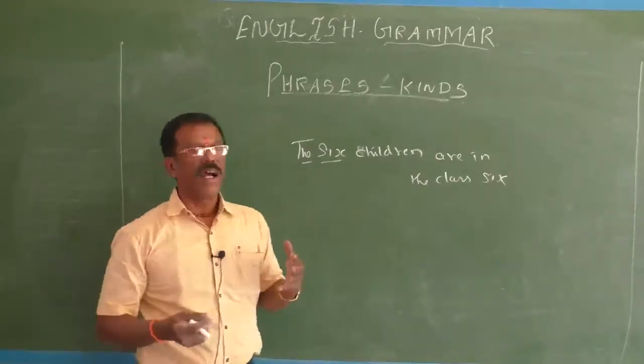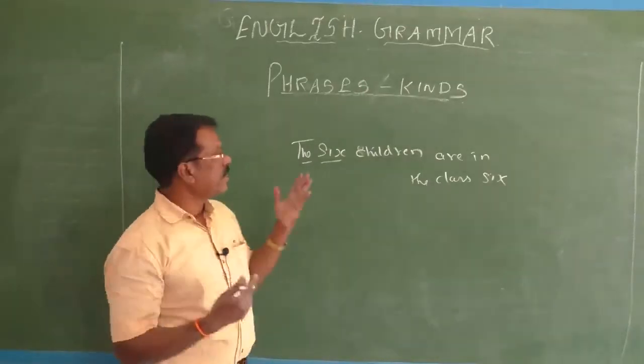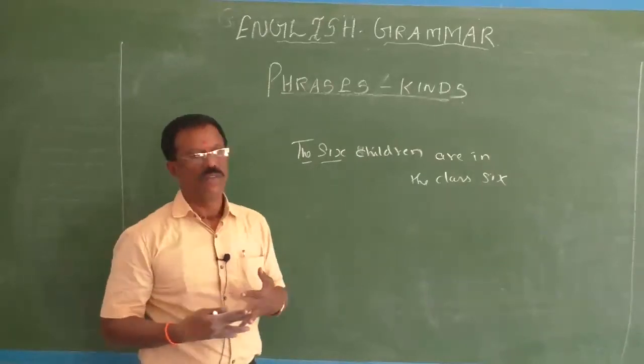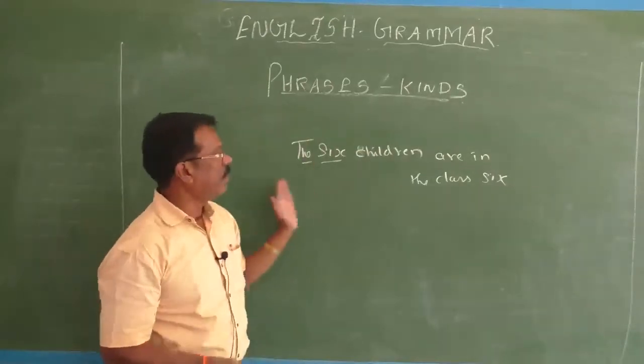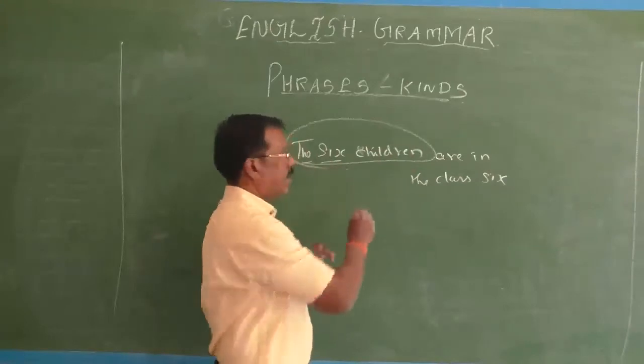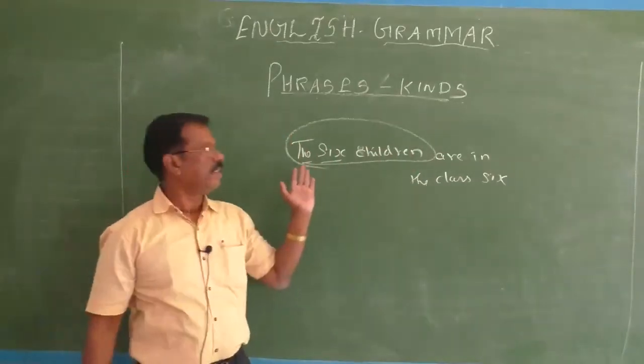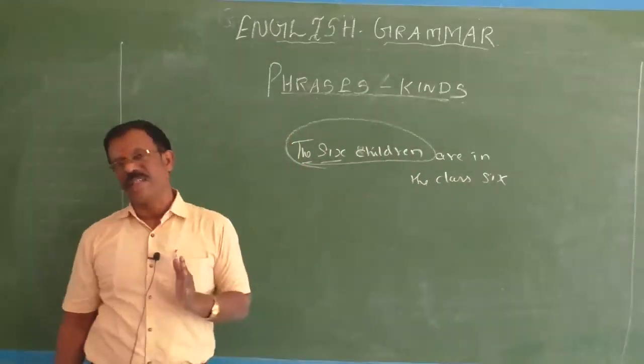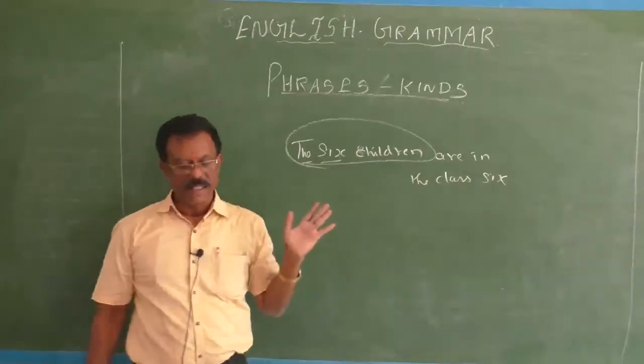The 6 children are our neighbors. The 6 children are our students. You can say like that. The only thing is, the 6 children is a noun phrase, and here we use pre-modifiers. That is the determiner and then the number.